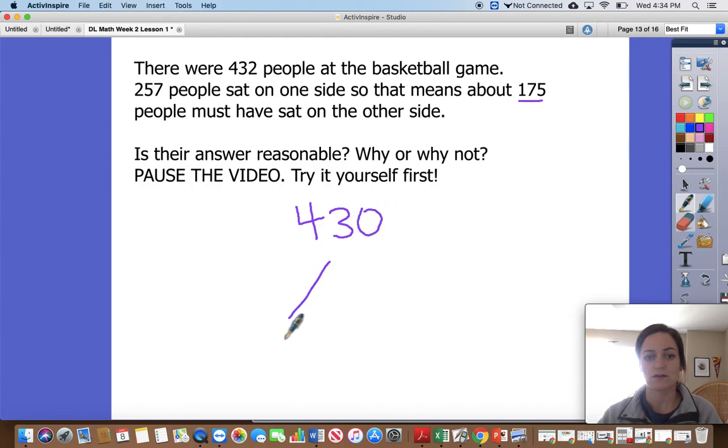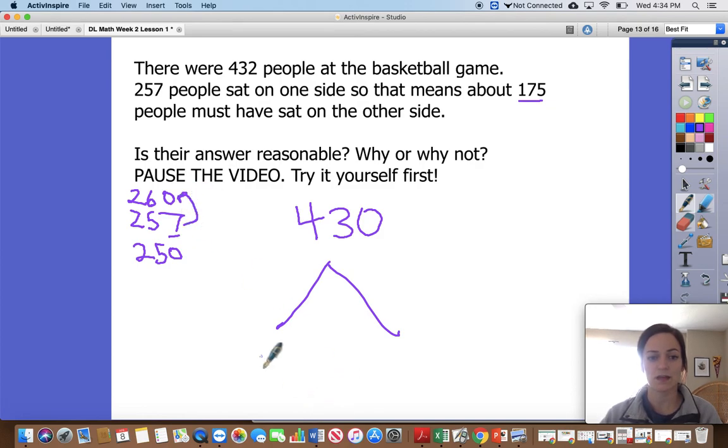I'm going to break it up into the two sides. 257. Let's round that one to the closest 10. It's between 250 and 260. Which one is it closest to? If we look at our ones, 7 is greater than 5, so I'm going to round it up. 260 people on one side, and they say about 175 on the other side.